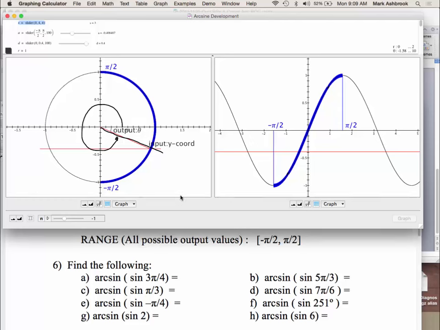So is it going to be negative or positive? This angle measure, arc sine of 6. It's going to be negative, right? We're in the fourth quadrant. So the angle between negative pi over 2 and pi over 2 is going to be this clockwise swept angle. It's going to be this right here.